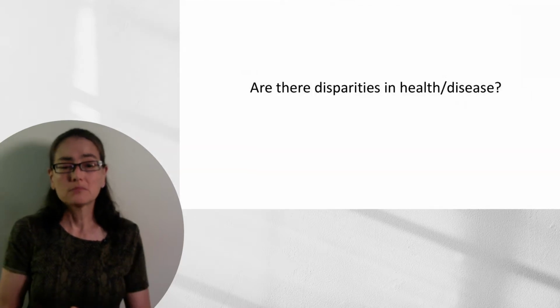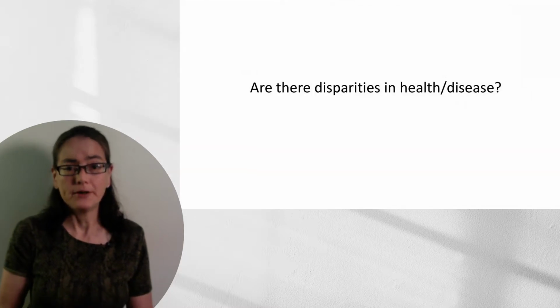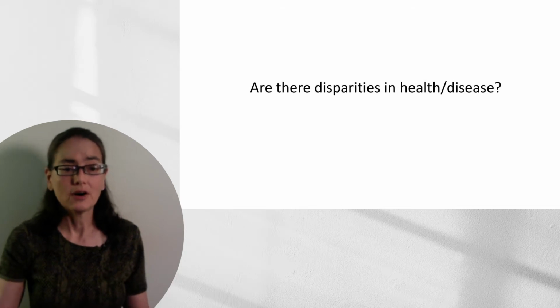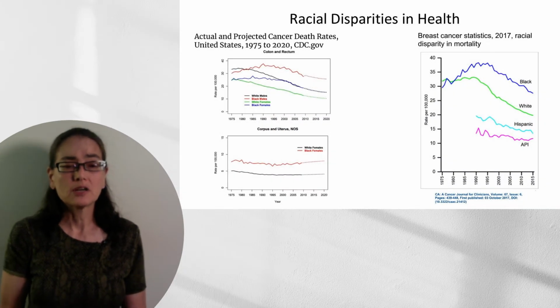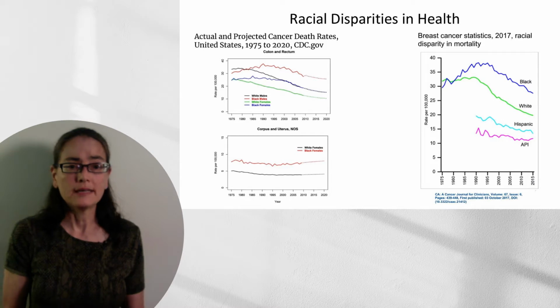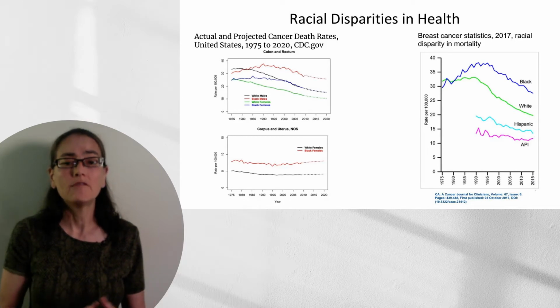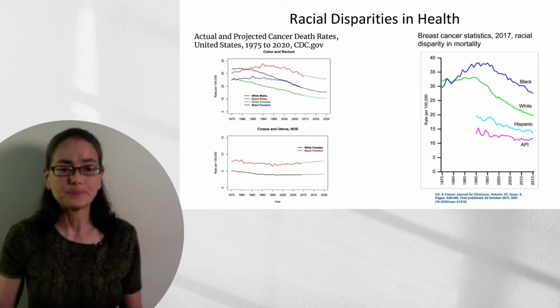So first let's ask the question, are there disparities in health and disease? And yes, there are. Here are just some examples of the incidence of cancer and cancer death rates based on socially defined race. You can see we're looking at cancers of the colon and rectum, of the uterine corpus, and breast cancer. And you can see quite clearly there are very clear differences between these socially defined races.